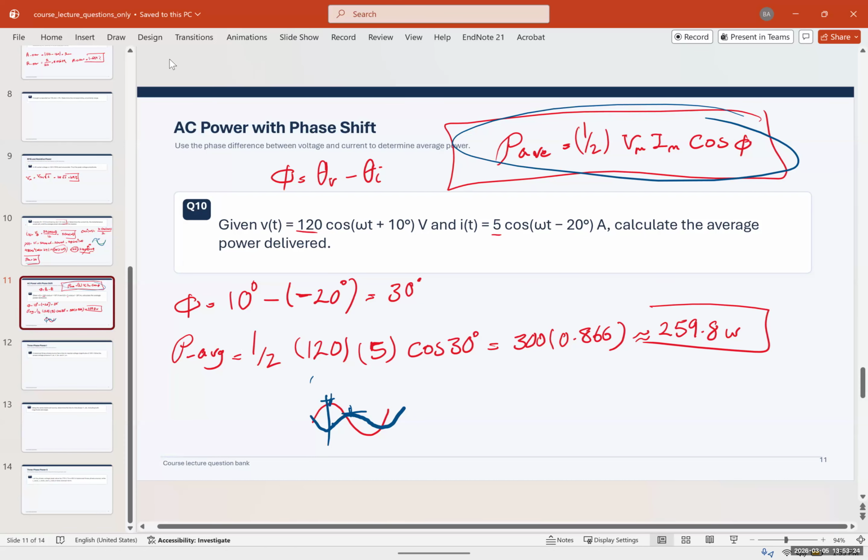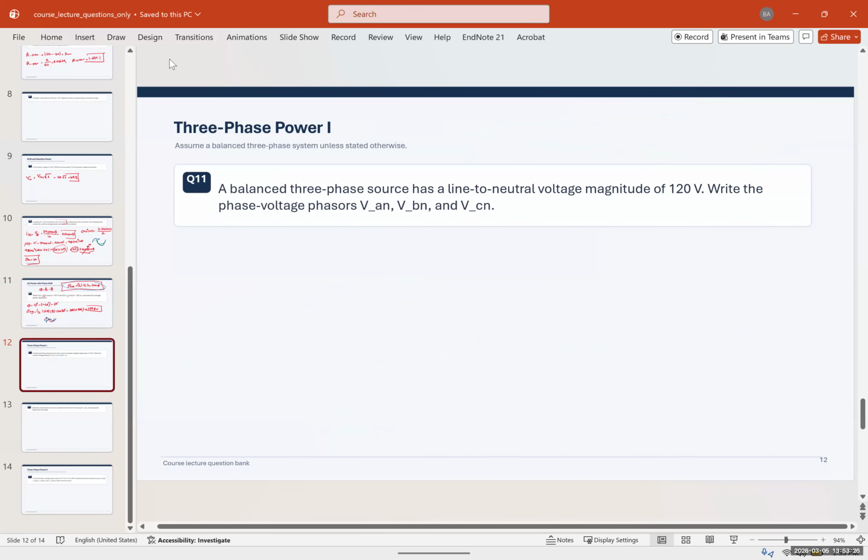I want to be able to solve the last 3 as well. Question number 11 is a 3-part question. A balanced 3-phase source has a line to a neutral voltage magnitude of 120 volts. Write the phase voltage phasors VAN, VBN, and VCN. It's a very easy one. First part is very easy.